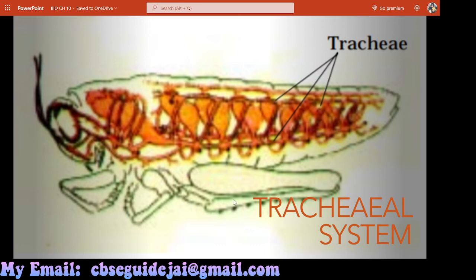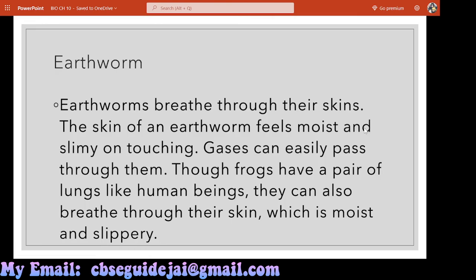This is the body of a cockroach and this is the tracheal system. Now the earthworms. Earthworms breathe through their skin, which is why it feels moist and slimy, so gases can easily pass through it. Frogs can breathe through their skin in water, and they breathe through their lungs on land.